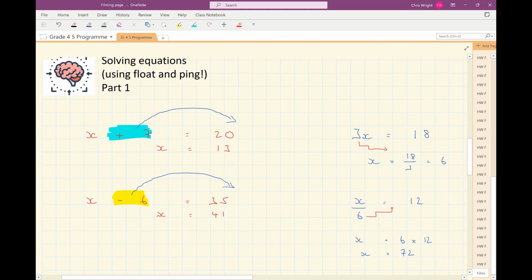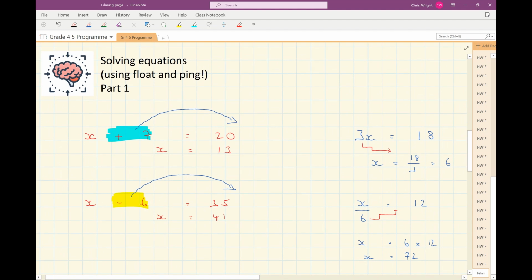It might seem a bit strange at the moment, but have a watch of Solving Equations Part 2 and you'll see how we can use the float and ping method to solve some really quite complex equations.